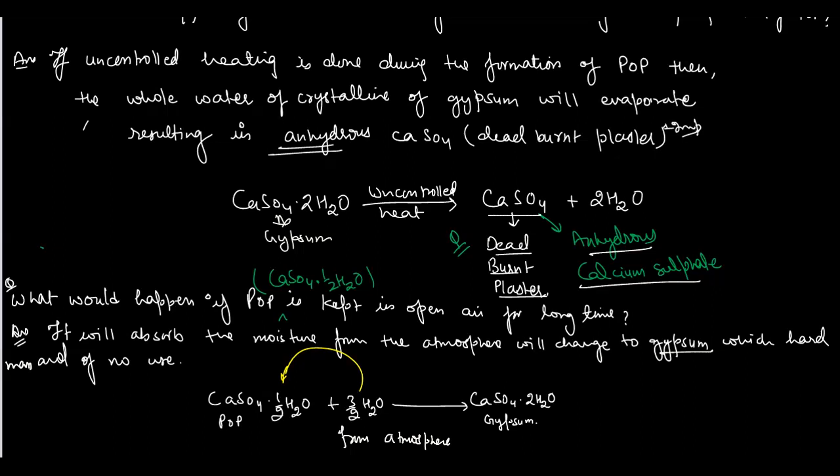But if we keep the POP, calcium sulfate hemihydrate, CaSO4·1/2H2O, in open air, then it will attract 3/2 molecules of water from the atmosphere and form gypsum, CaSO4·2H2O. So POP should also be kept in an airtight container, so that it does not absorb water of crystallization.